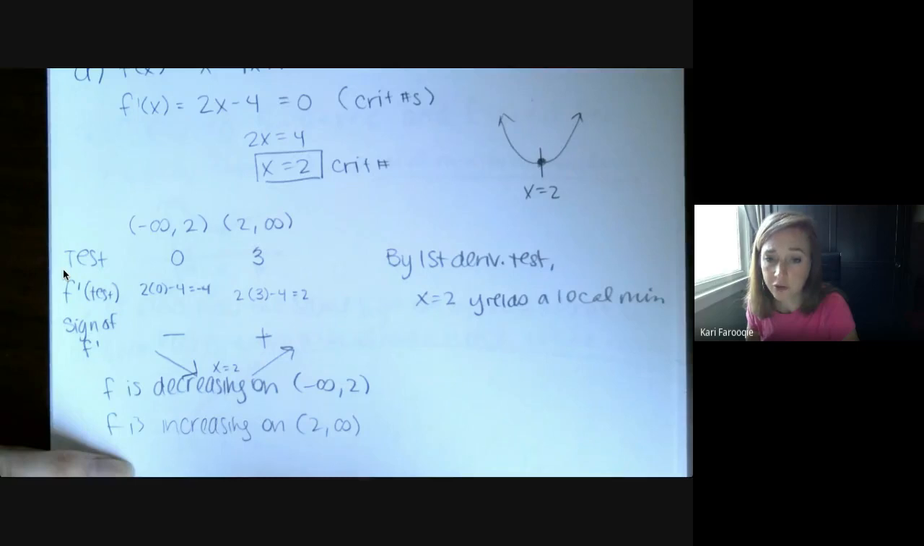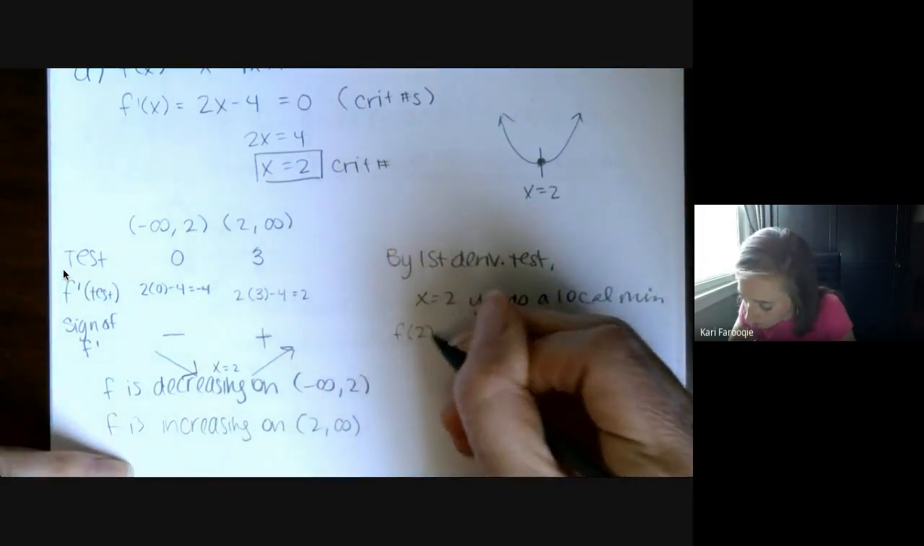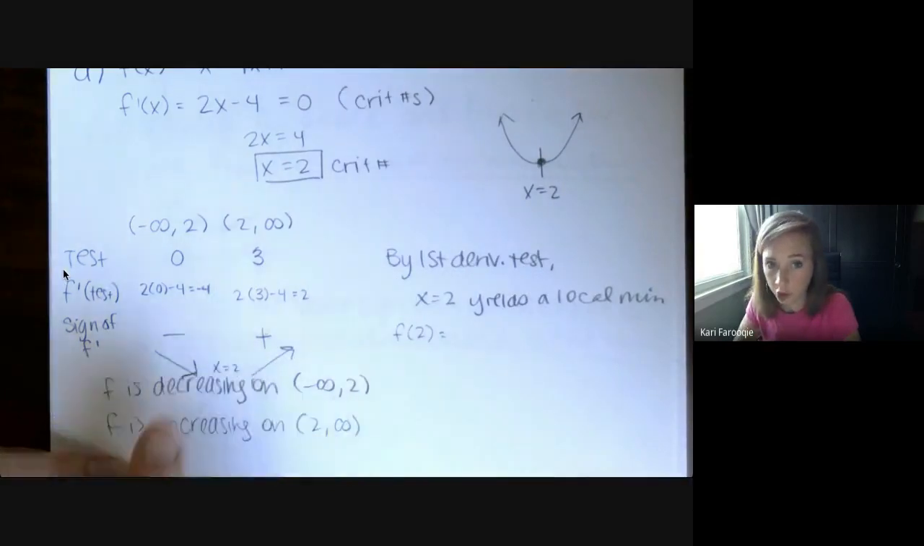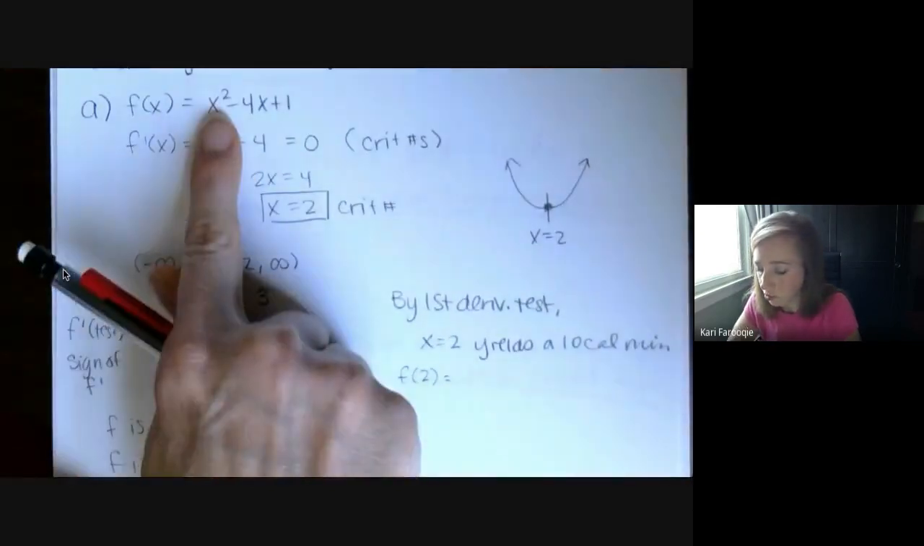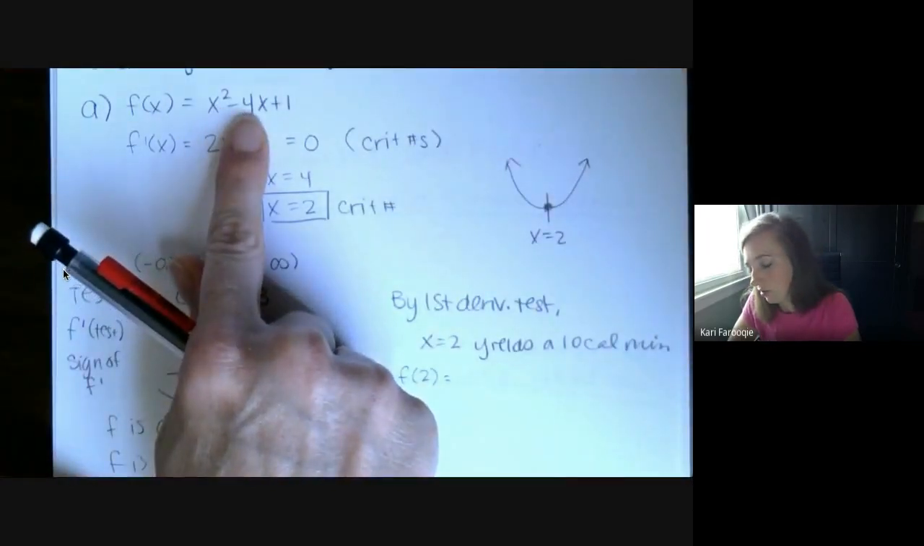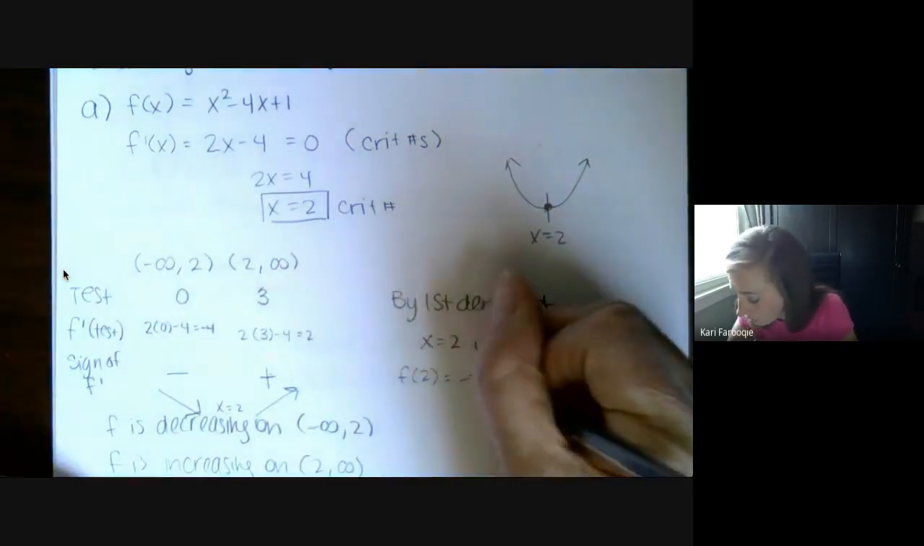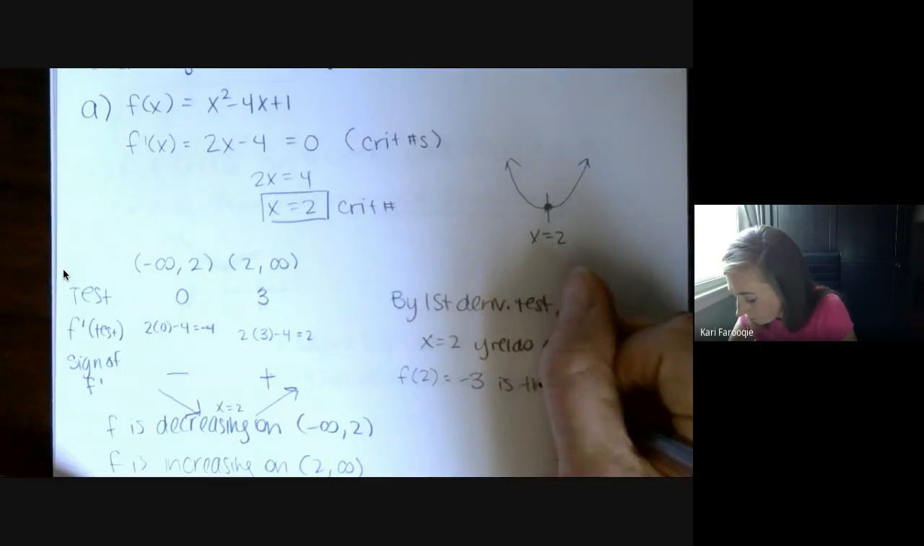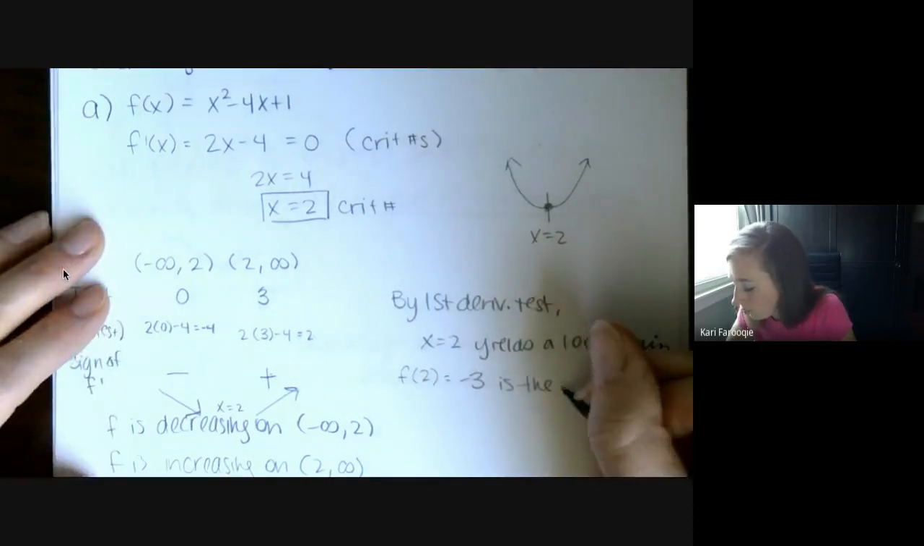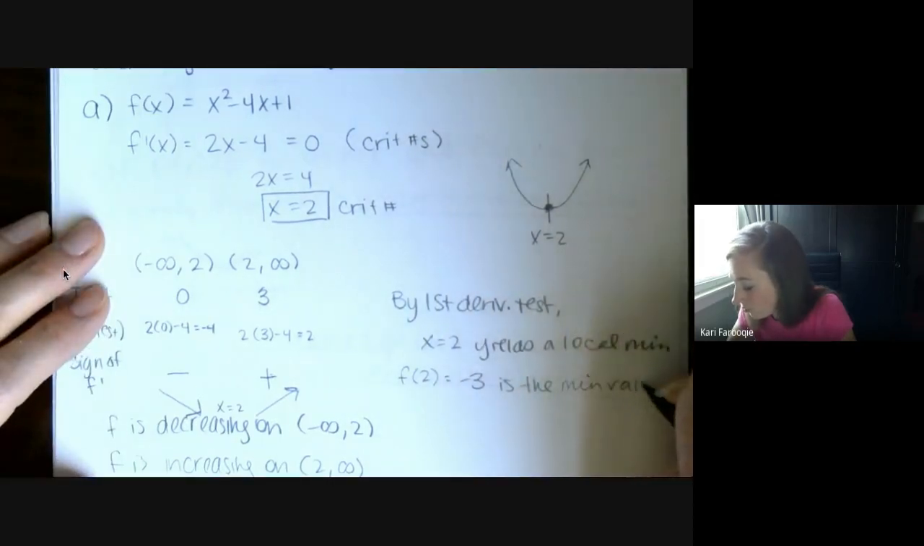And then f of 2 would be the local minimum value. F of 2, go back to your original function. 2 squared is 4, minus 8 is negative 4, plus 1 is negative 3, is the minimum value.